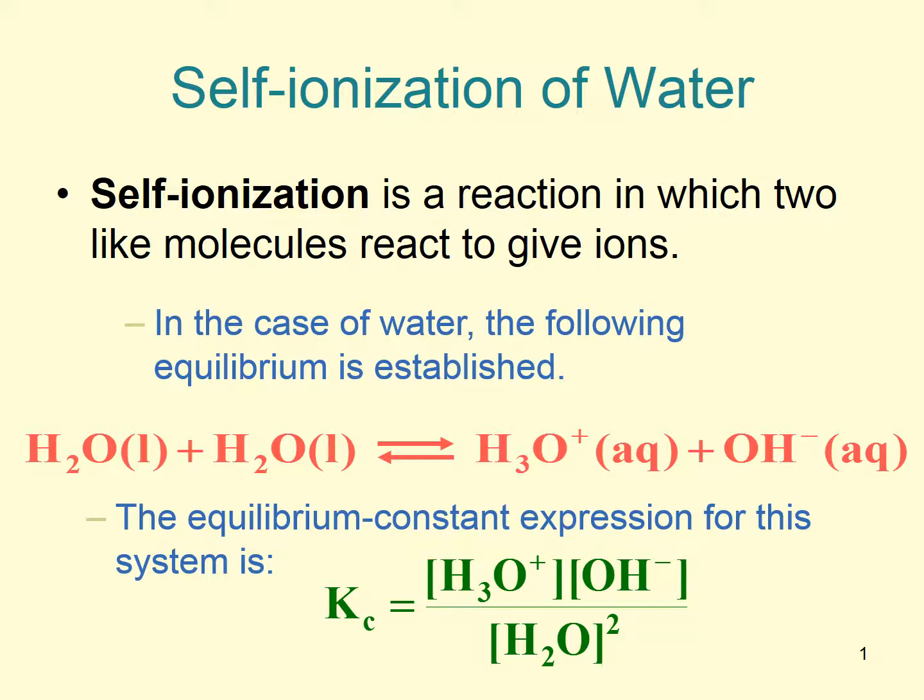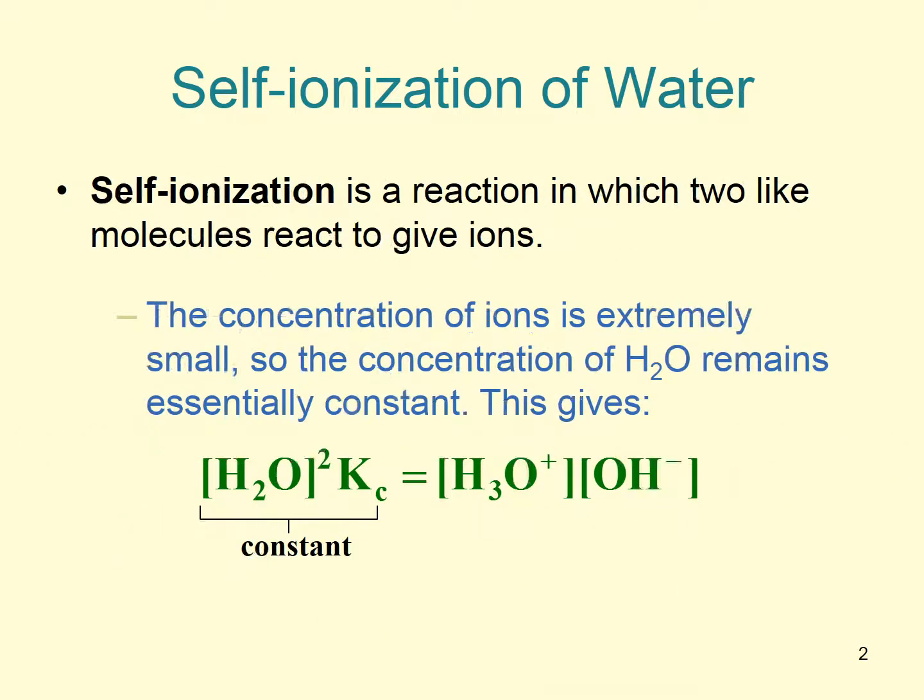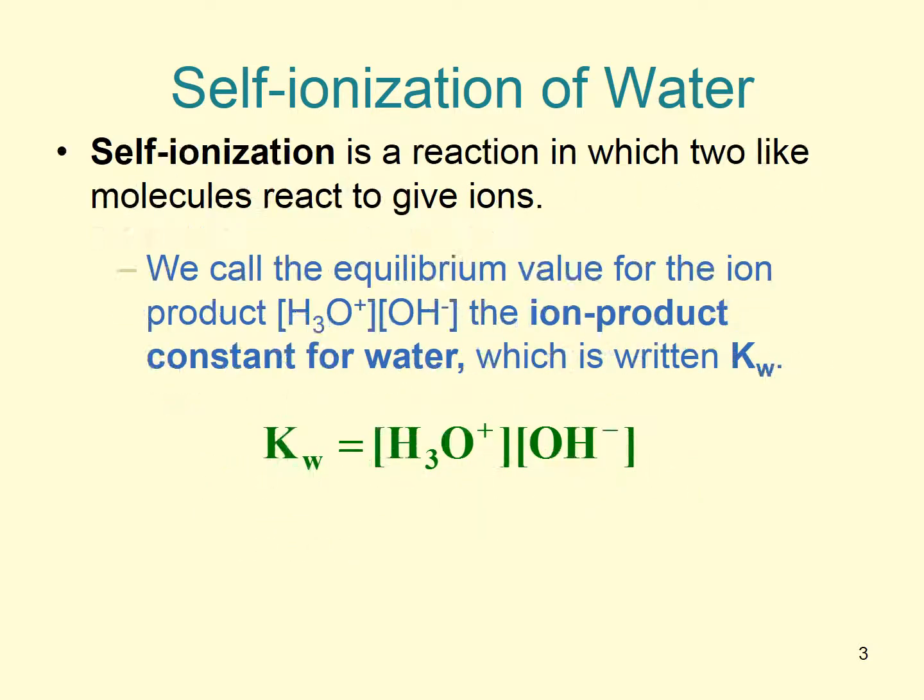equation. Because that is a very small equilibrium that sets up, a very small number of water molecules actually self-ionize. And so the H2O in the denominator is actually a constant. So if we multiply both sides by that, and since [H2O] squared is a constant and Kc is a constant, we get a new constant, and we're calling it Kw. So this is called the ion product expression, and Kw is called the ion product constant.